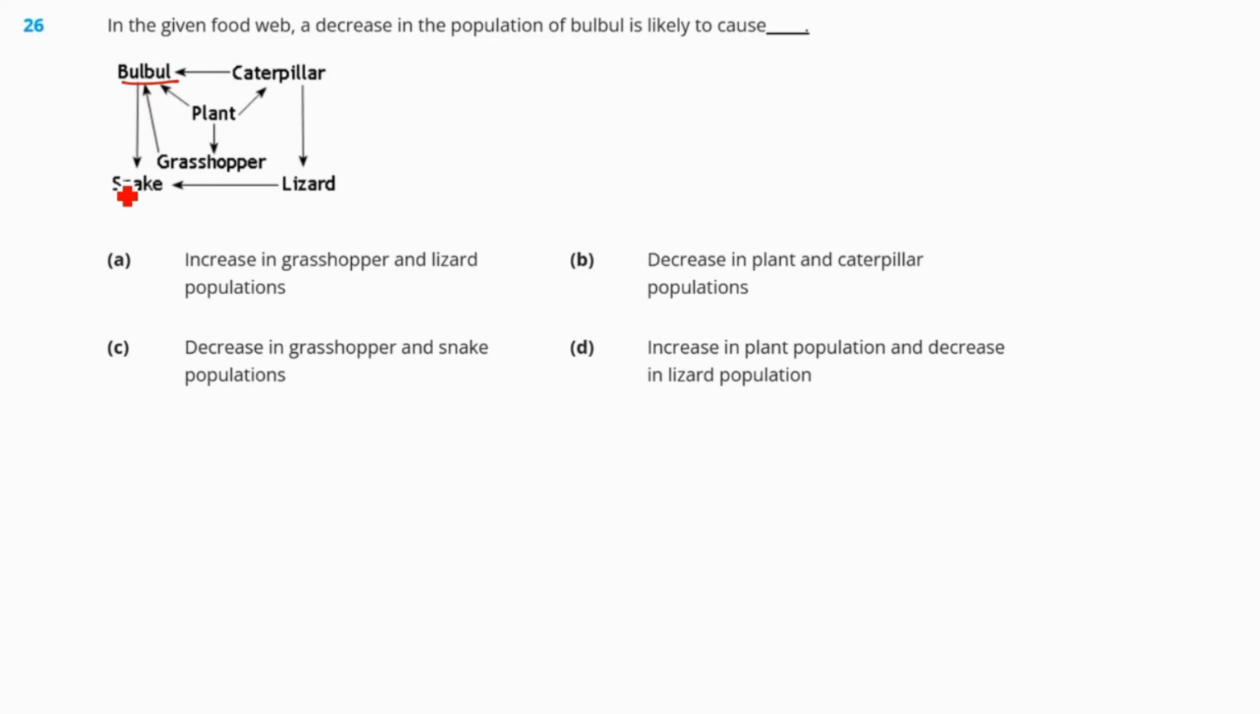That means what? The grasshopper will increase in number and the lizards also will increase in number. Why the lizard population will increase in number? Because the lizard is eating the caterpillar and the bulbul is also eating the caterpillar, right? So, as the bulbul is decreasing in number, so the lizards will have ample amount of caterpillar to eat, right? So, definitely their population will increase. So, our correct answer should be option number A.